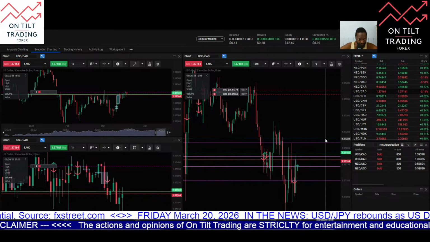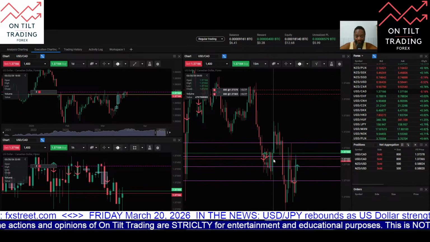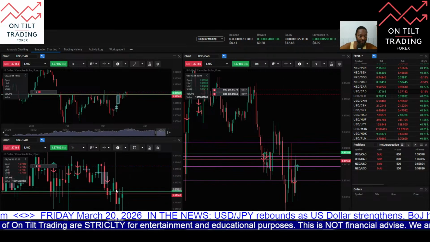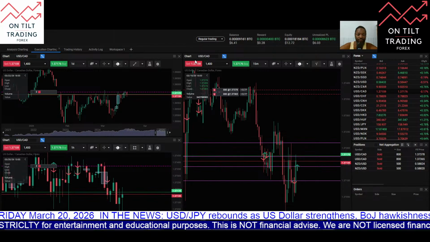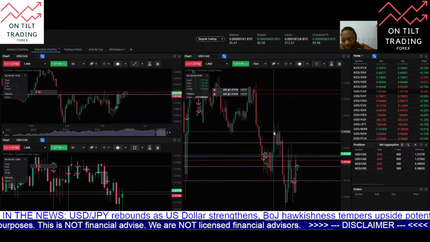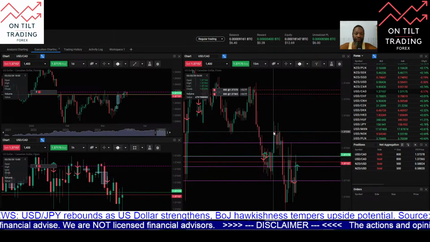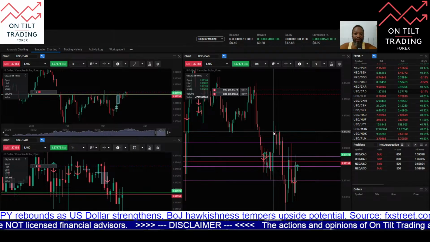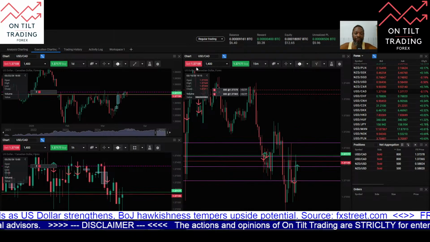Dollar CAD, maybe looking at a pullback here, 282, 92, 137, 297.